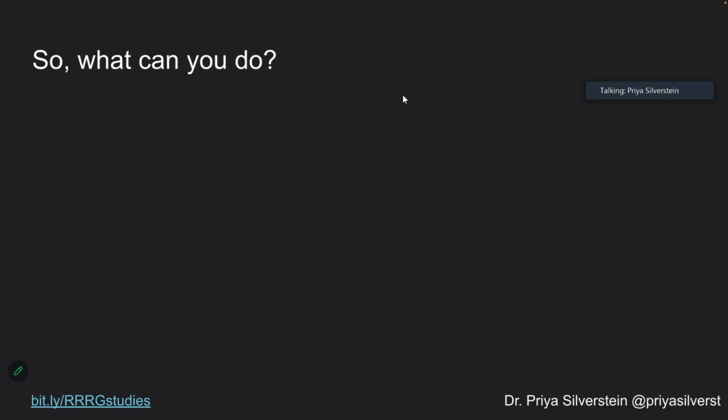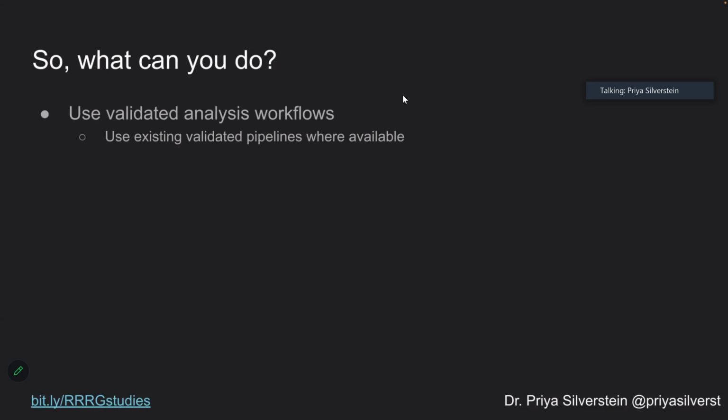So what can you do to think about robustness in your own work? One thing is to use validated analysis workflows. You can use existing validated pipelines where these are available. I know that these are available for quite a lot of neuroimaging analyses. I'm not sure about other fields, but where these are available, people have taken a lot of time and done a lot of work to validate these. So it makes sense to just use those, not reinvent the wheel, and not open yourself up to so many questions of why you did it that particular way. It just makes more sense to use something that's validated.